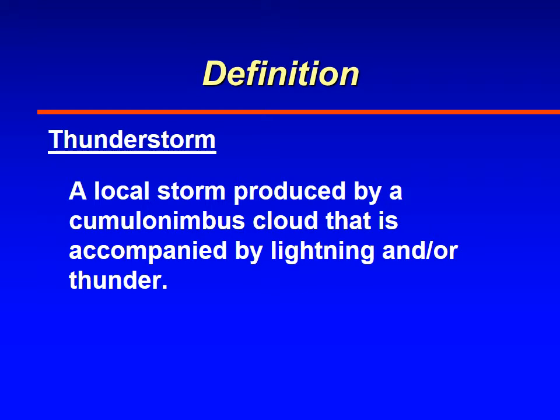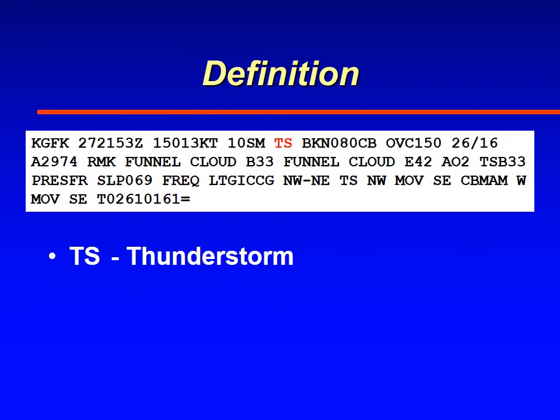If you look at the Federal Meteorological Handbook number 1, the definition of thunderstorm is a local storm produced by cumulonimbus clouds that is accompanied by lightning and or thunder. It doesn't really say anything about rain, hail, or anything else. It's just if there is lightning and thunder, there's a thunderstorm. So thunderstorm by itself will be reported at a station if thunder is occurring at a station, and that's within 5 miles of the station.